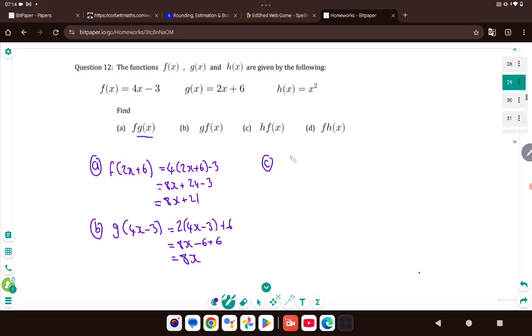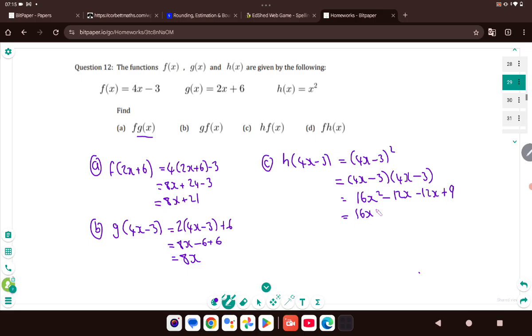C, h of f of x. So we're working out the h of 4x minus 3. Replace the x with 4x minus 3. Double bracket. 4x times 4x, 16x squared, minus 12x, minus 12x plus 9, which gives us 16x squared minus 24x plus 9.